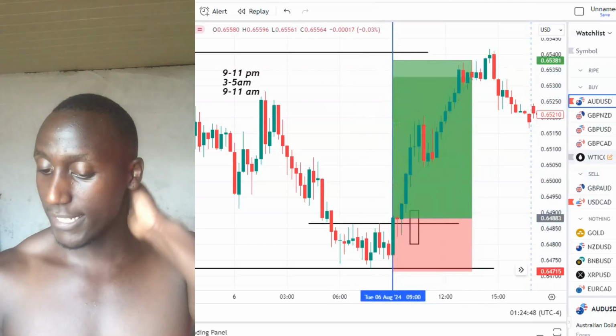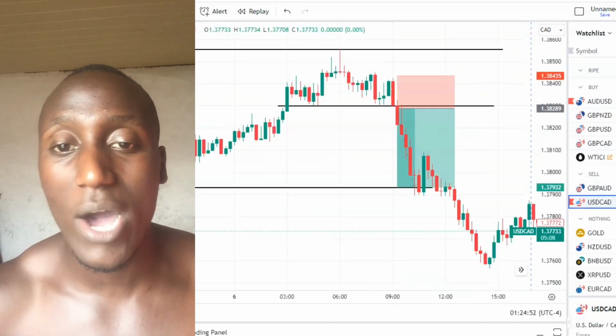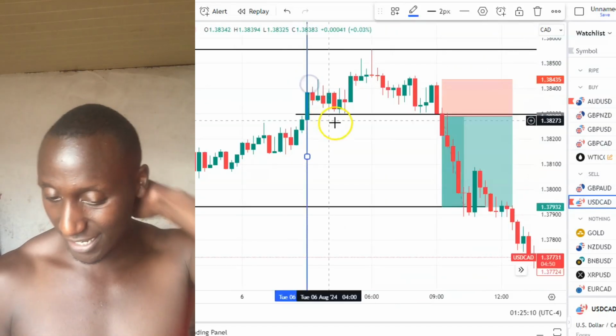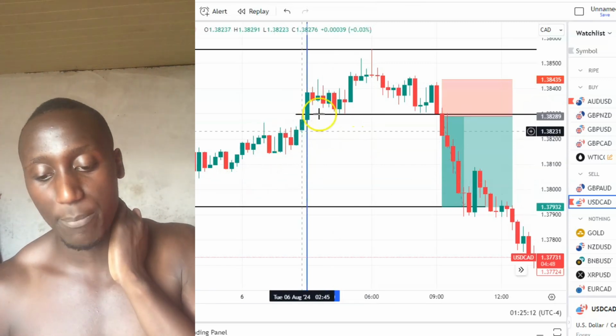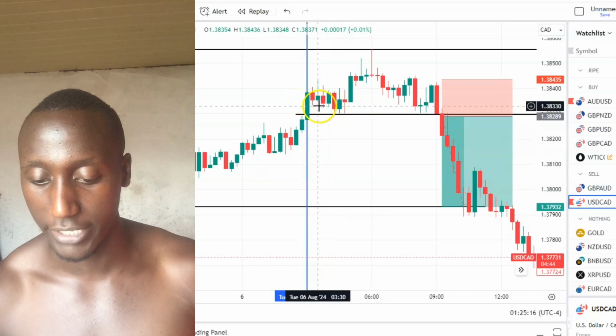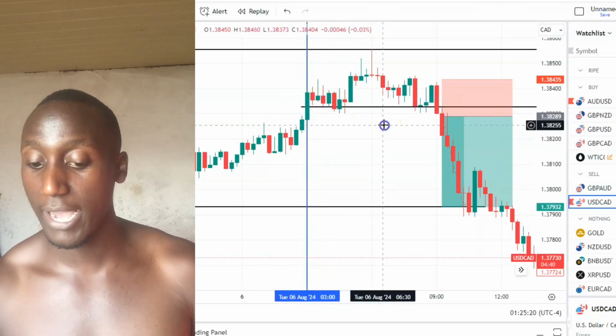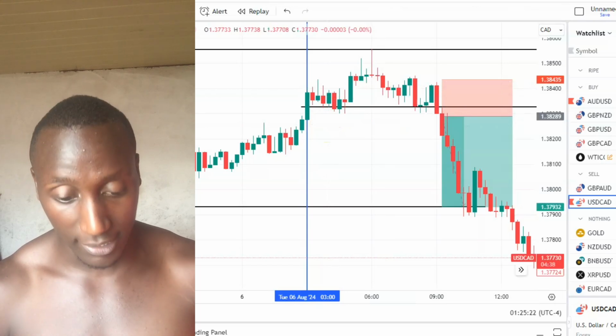Simple. Now, the same thing happened on USD CAD, but now we were selling. When we came to the screen in the London session, we had this uptrend, and then we had this little level where price was consolidating, and then price broke below that level. We actually got into this trade first in the London session.